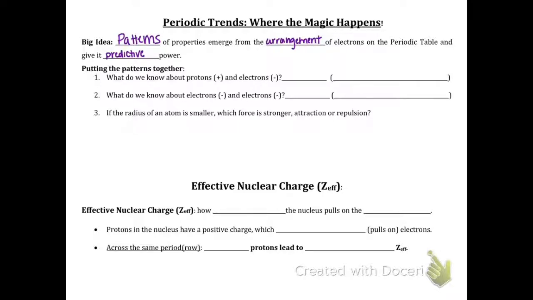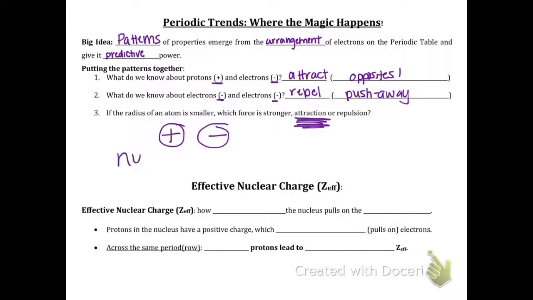What do we know about protons and electrons? If one thing is positive and one thing is negative, we know that opposites will attract. Then what do you know about electrons and electrons? Two negative things are going to repel. They're going to push each other away because they don't like each other. They're like sworn enemies. So if the radius of an atom is smaller, which force is stronger, attraction or repulsion? It's going to be attraction, because when you have something small, the protons in your nucleus and the electrons in the cloud are going to be really close together and they love each other.